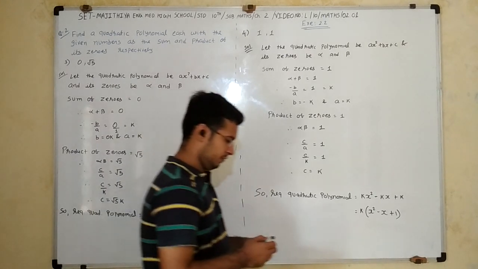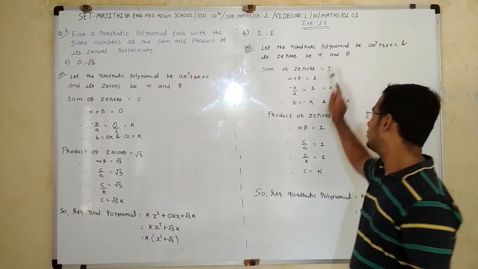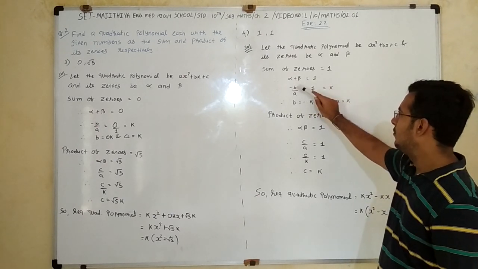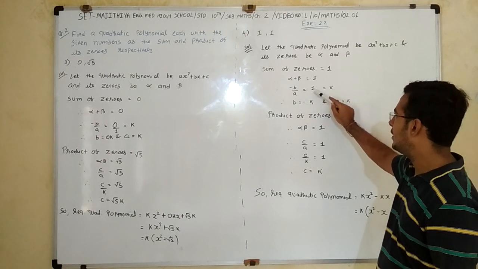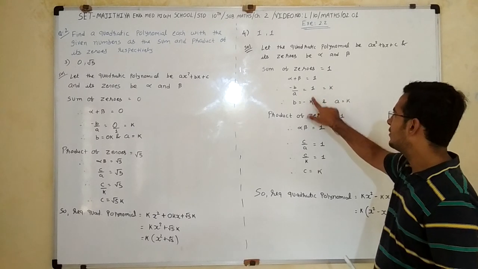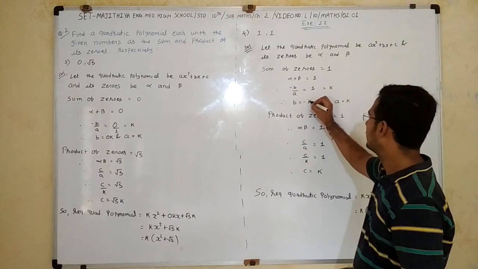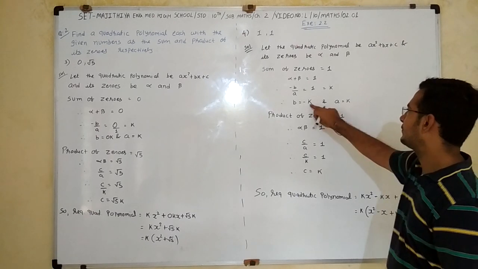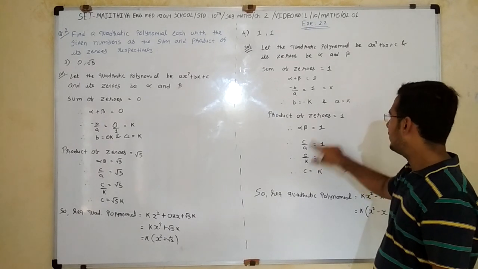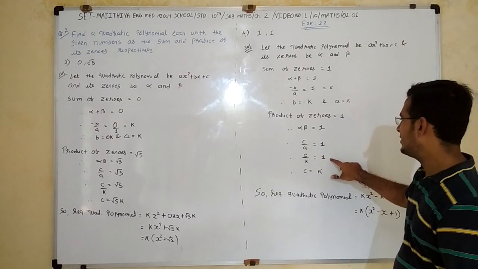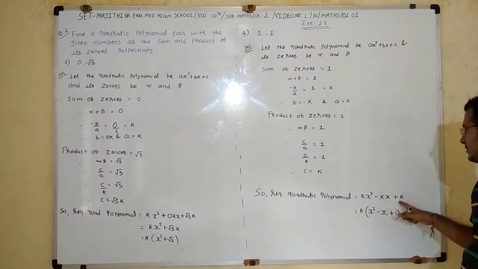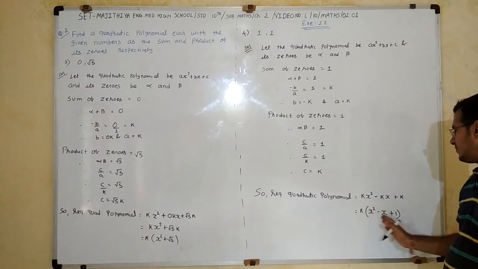Fourth one, 1 and 1 are given. So the sum of zeros is 1 and the product of zeros is 1. For the sum of zeros, alpha plus beta is equal to 1. What is the formula? Minus b by a is equal to 1, which is equal to k. So minus b is equal to 1 into k, so b is minus k, and a is also k. Product of zeros is equal to 1. Alpha beta is equal to 1. c by a is equal to 1. We have the value of a, so c by k is equal to 1, so c is k. So the required polynomial is kx square minus kx plus k. Now taking k common, x square minus x plus 1.